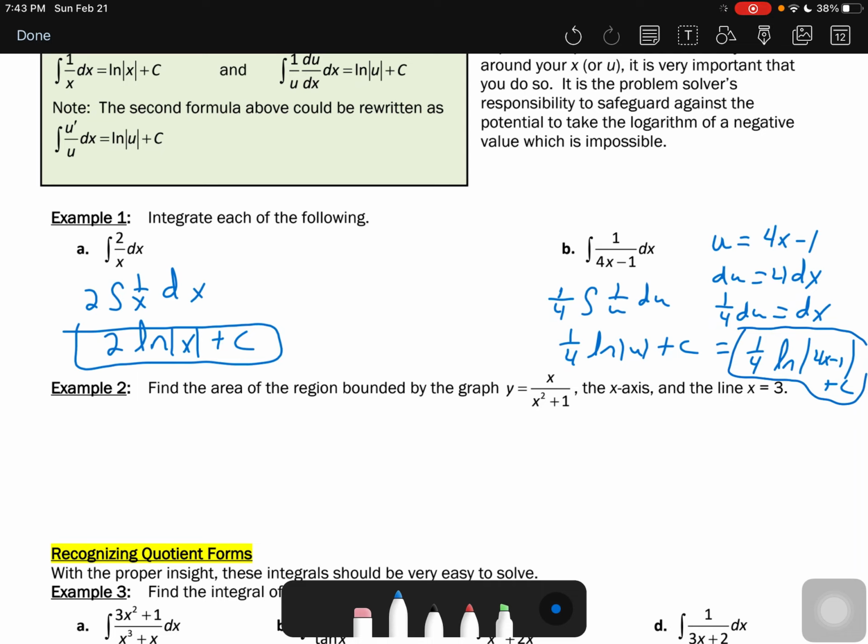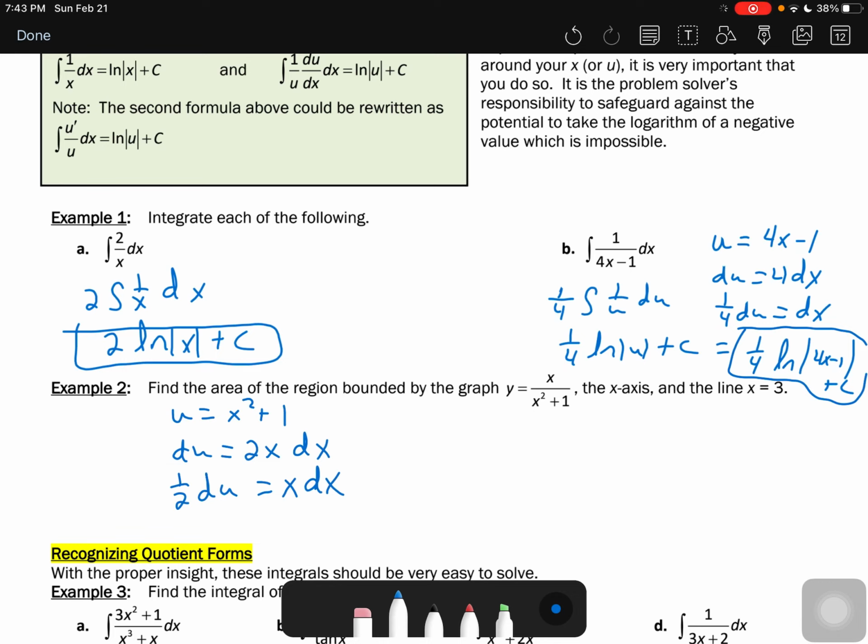Okay, so if I let u, in this case, equal x squared plus 1, then du would equal 2x dx. So 1/2 du would equal x dx.